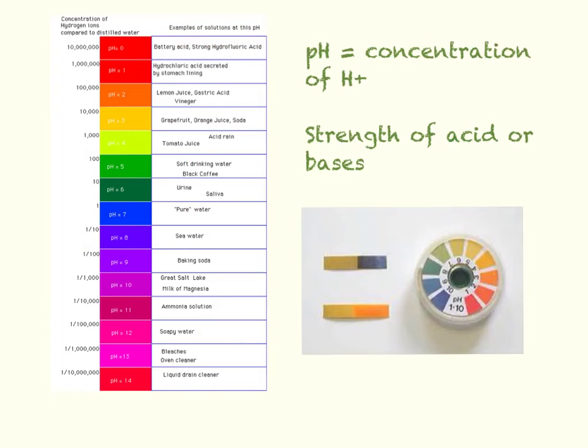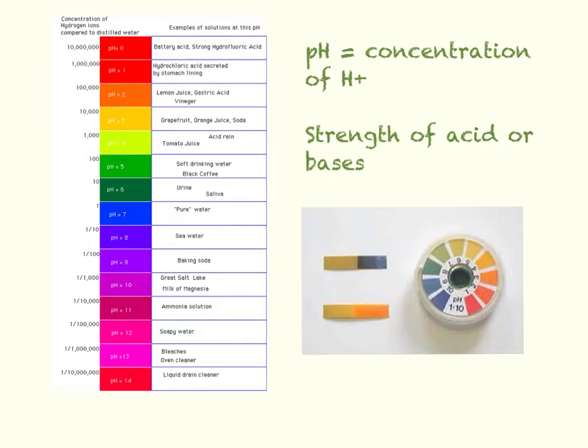Okay, so I've referred to pH a couple of times. So the pH is the concentration of the hydrogen ions. It tells you how strong or weak an acid and base is. So the larger concentration of hydrogen ions, the lower the pH. So that's a bit confusing, but an acid has a lot of hydrogen ions. So the stronger the acid, the more hydrogen ions it has, and the smaller its pH number.